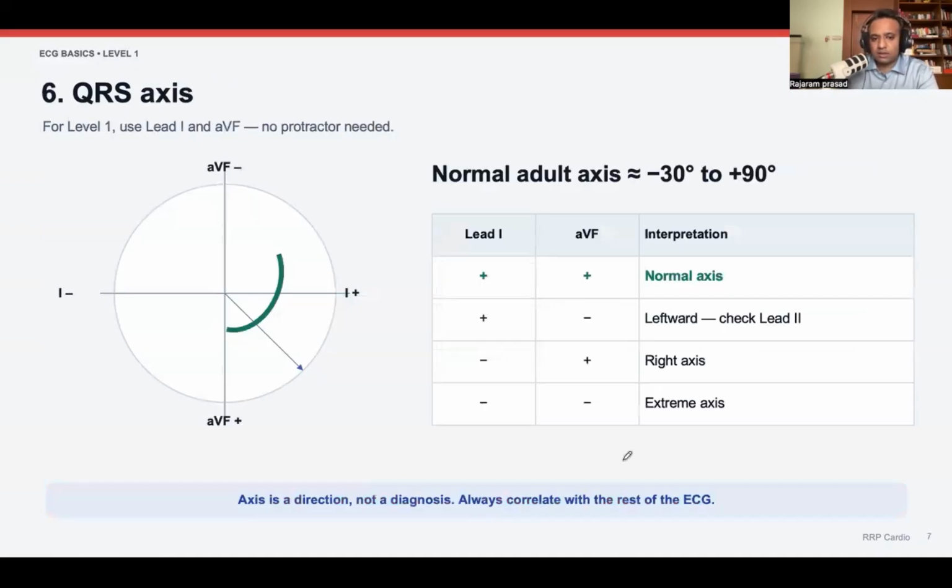This axis is very easy to understand. For axis, you just need to see lead 1 and AVF. If both are positive, it is normal axis. If lead 1 is positive and AVF is negative, then you're dealing with a leftward axis. And if lead AVF is positive, it is a rightward axis. And if both are negative, it is an extreme axis. Axis is not a diagnosis, always correlate with the rest of the ECG. So it is important to think about it.